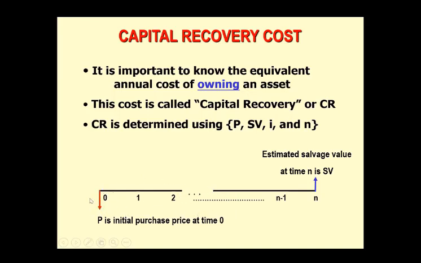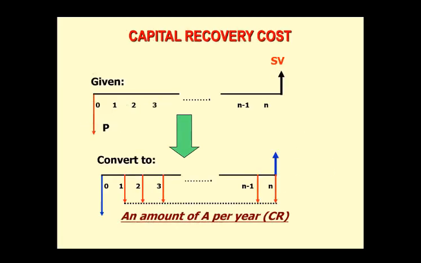We calculate present worth, and future worth is converted to the annual worth. It is a cost. It's a capital recovery cost. Here, given that, we find an amount A per year. That is the capital recovery.